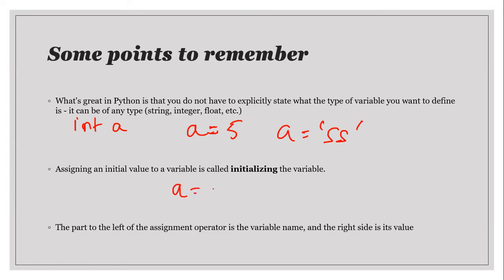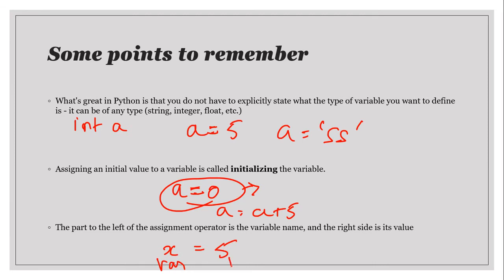Suppose a is equal to 0 and then I'm using a plus 5. So a equals 0 is initializing the variable. The English meaning of initializing is beginning, basically. So in the beginning, whenever we are assigning a value, that is initializing the variable. The third thing is we already know that the variable name will be on the left side and the value will be on the right side. This is the variable and this is the value.